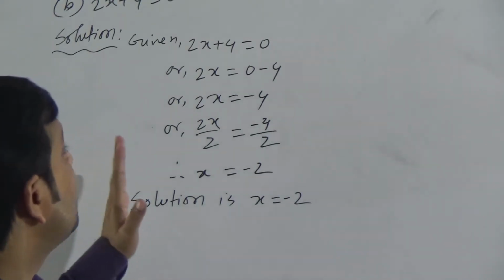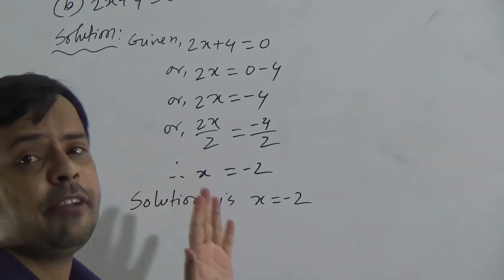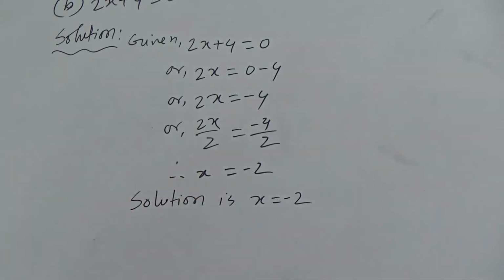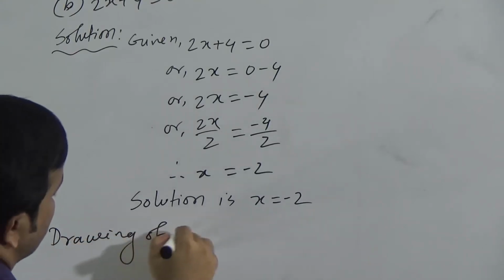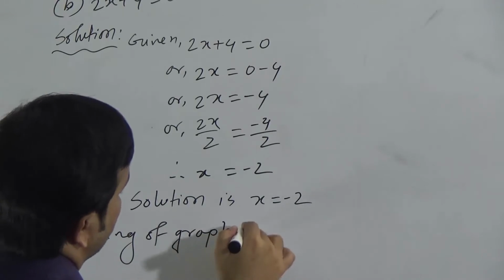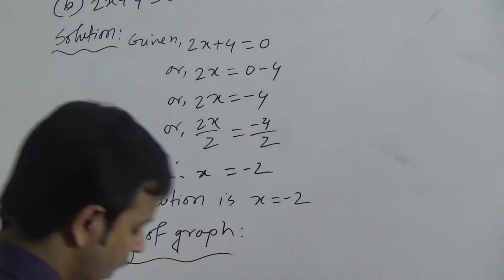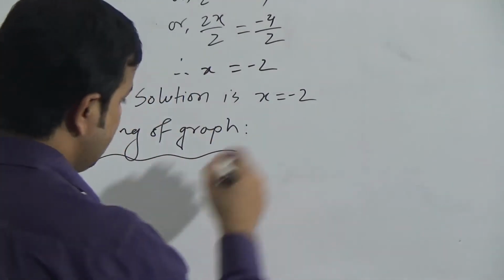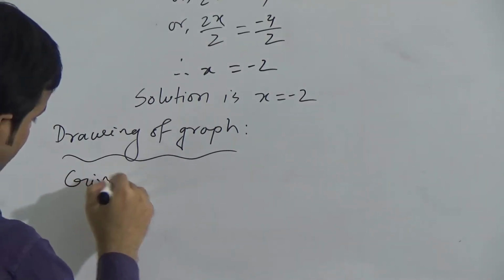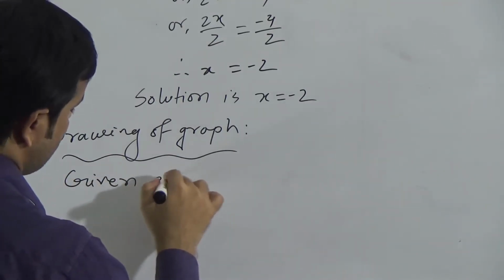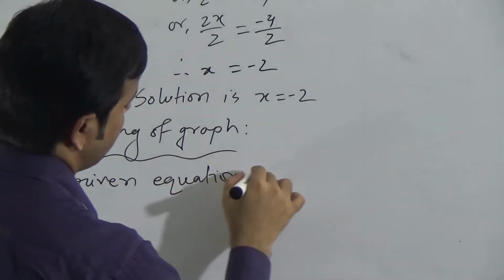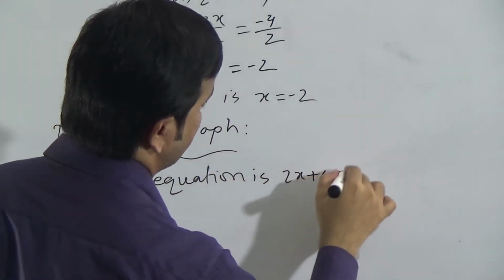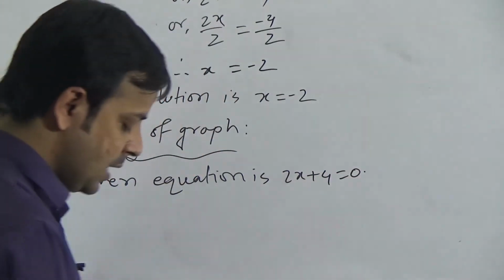Now we have to show the solution in graph. For this I can write: drawing of graph. How can we draw the graph? To draw the graph, at first we have to write the given equation. So we can write, given equation is 2x plus 4 equal to 0. This is our given equation.